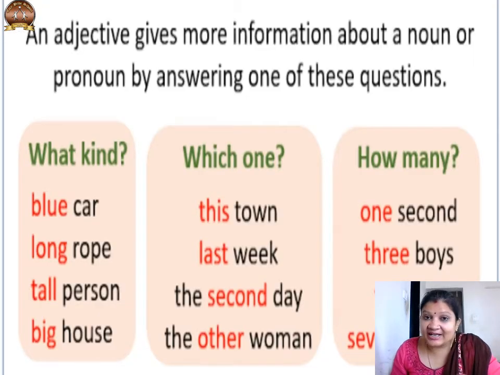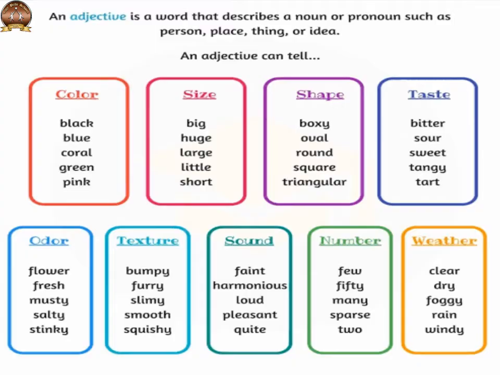So we can say that they give more information about a noun and pronoun by answering these questions: what kind, which one, and how many. They describe color, size, shape, taste, odor, texture, sound, number, weather. Something is clear, dry, foggy, rainy, windy. So how something is also described.